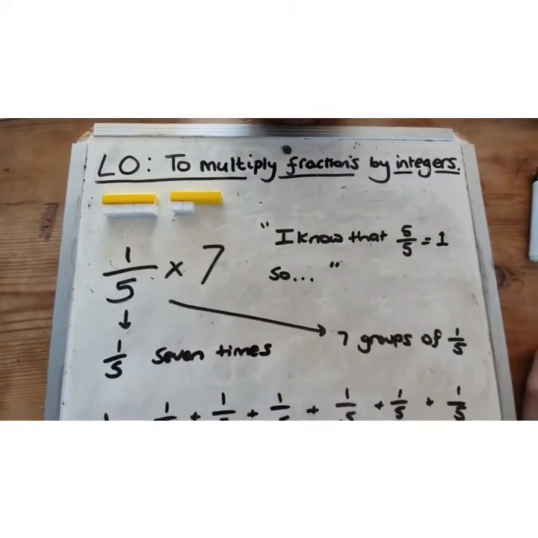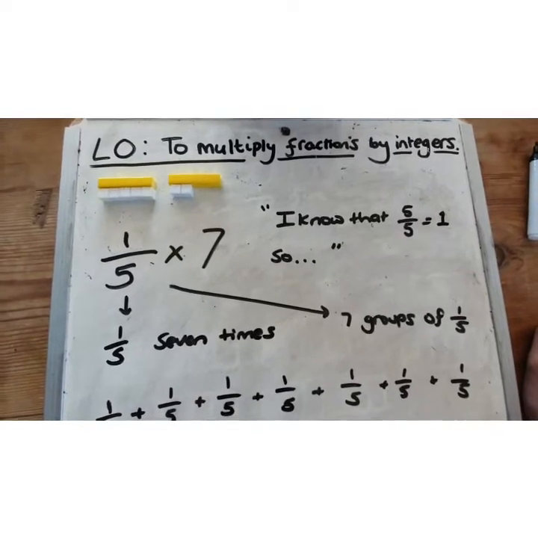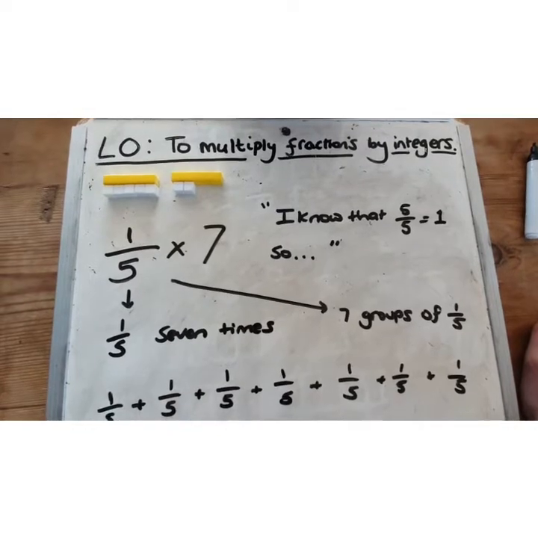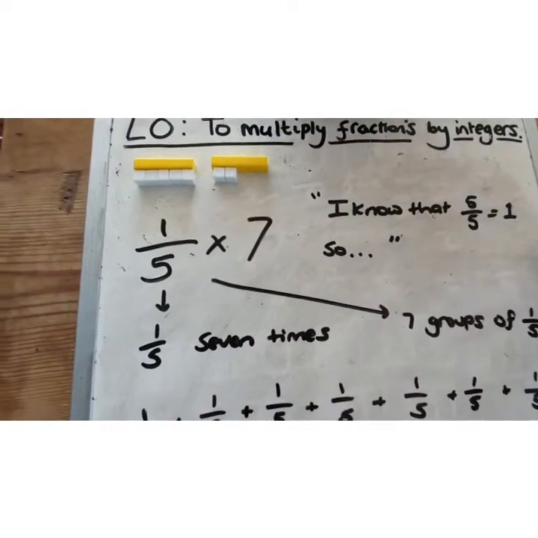Okay, Year 5, well done for getting this far. This is our last question before our hinge to see how well that you have understood multiplying fractions by integers. So our last question is 1/5 times by 7.